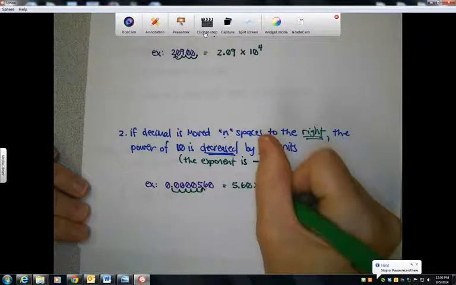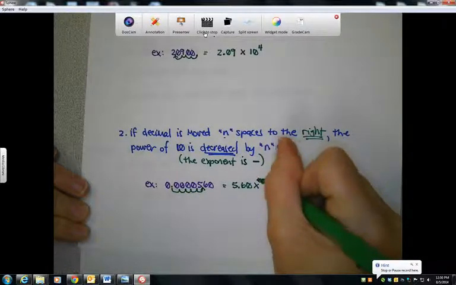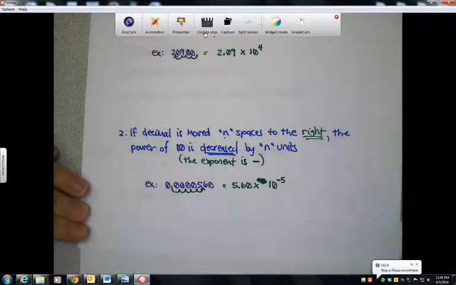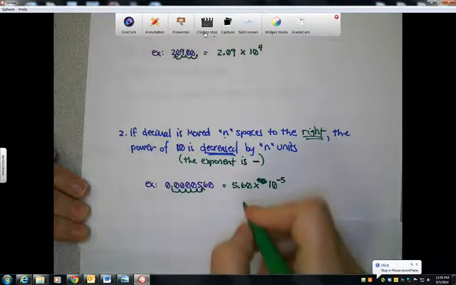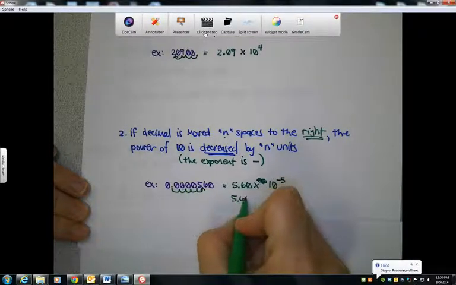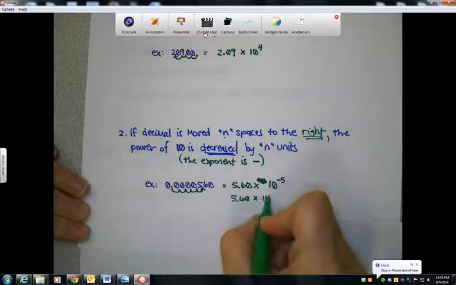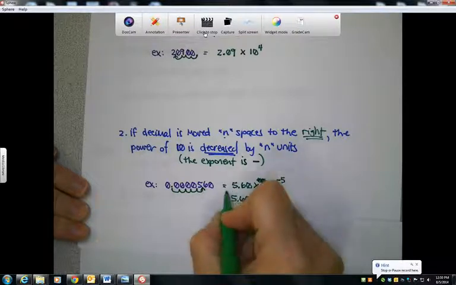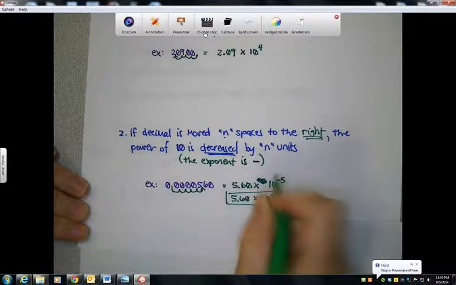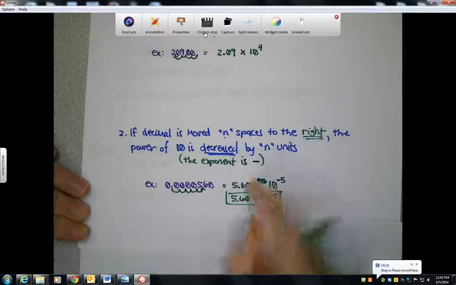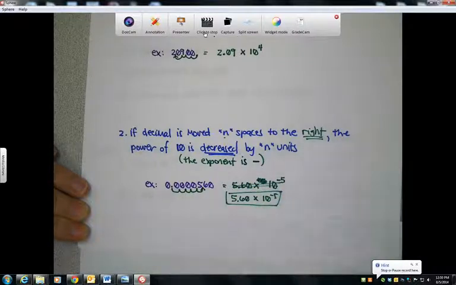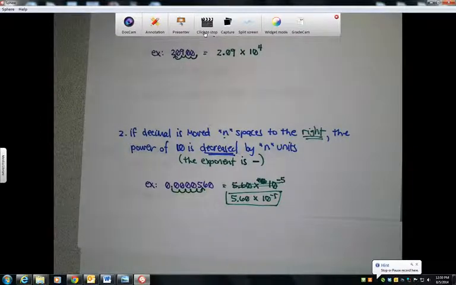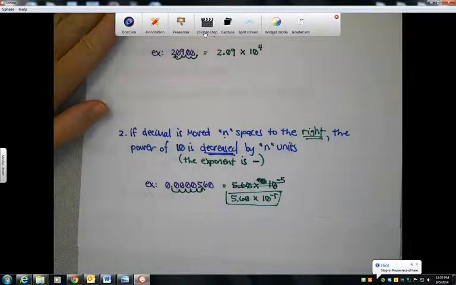Sorry, that was really messy, so let me rewrite that so it's a little clearer. Our number is 5.60 times 10 to the negative 5. So that number is equal to that. All right, let's practice a little bit. First I want you to notice a couple of things.